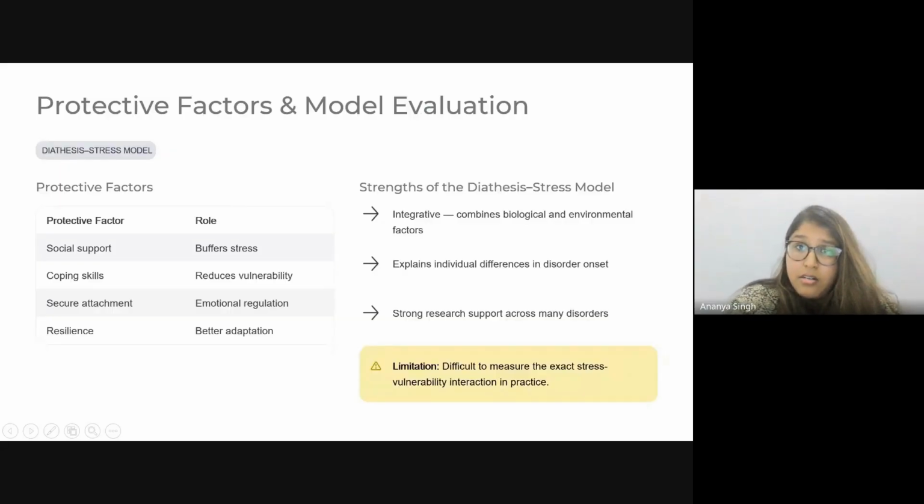Protective factors: what are some protective factors? We've read the stress factors. Now we need to read also about the protective factors. Social support buffers stress. There are coping skills, adaptive coping mechanisms mainly. It could be active coping, positive reframing, religion, instrumental support, emotional support. These are all adaptive coping mechanisms.